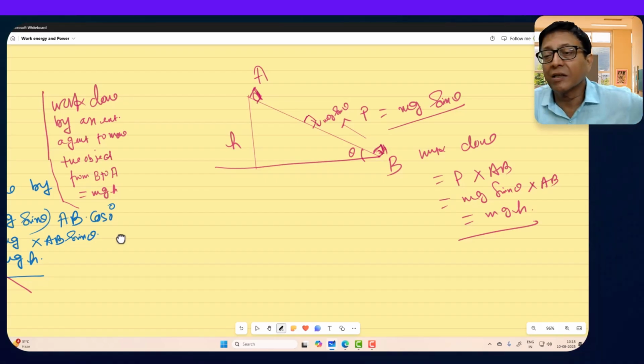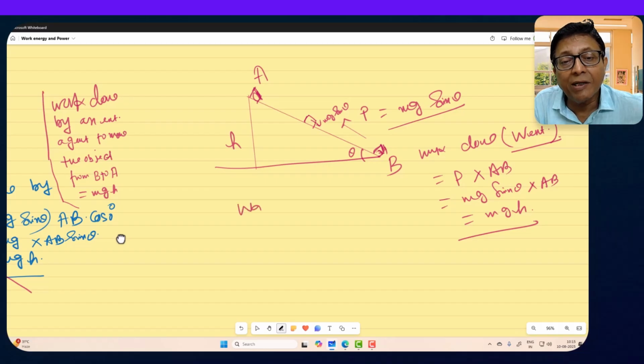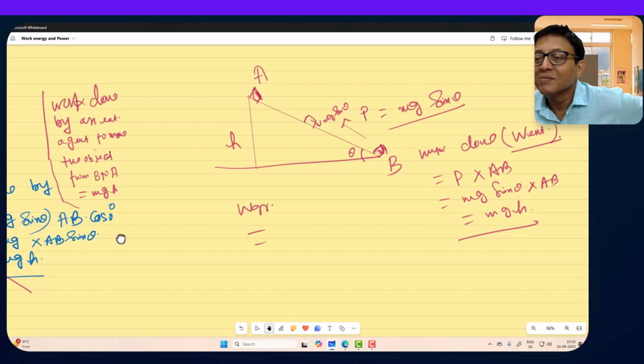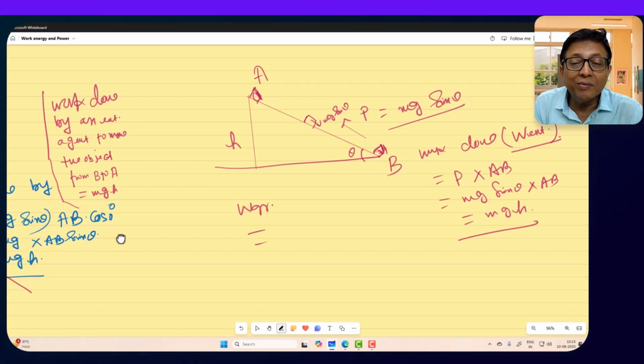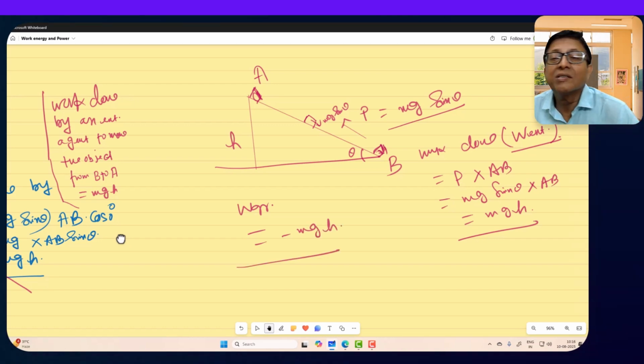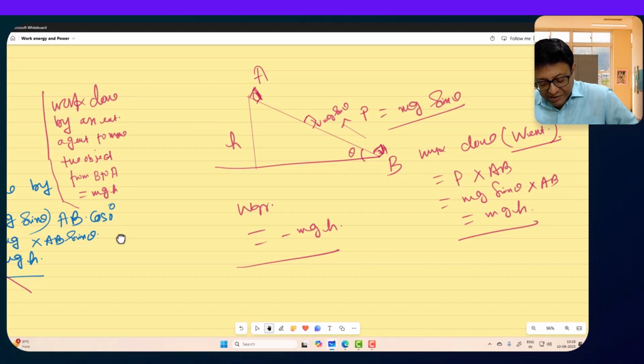Work done by external agent, I am writing W. W gravity will be what in that case? You are taking the object against gravity, no? So work done will be minus mgh. Should remember this. External agent doing positive work, gravity is doing negative work, minus mgh.